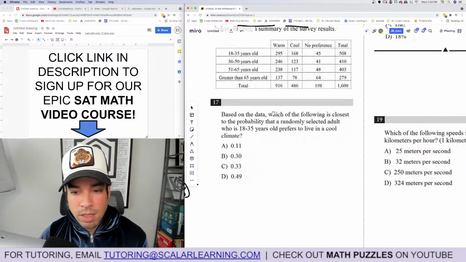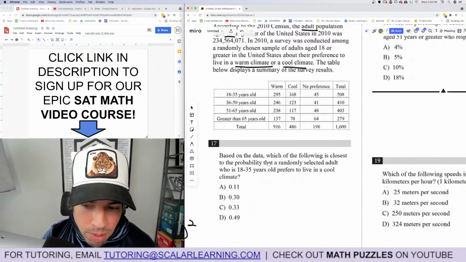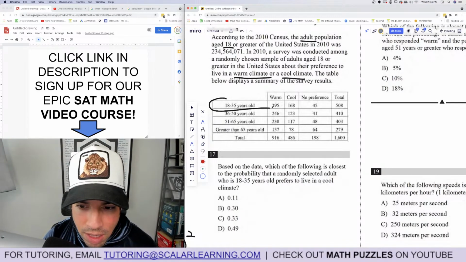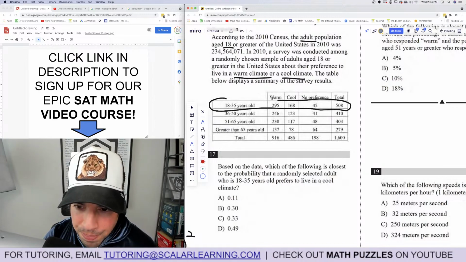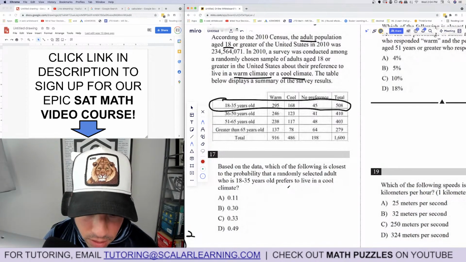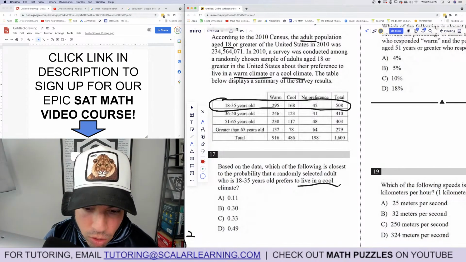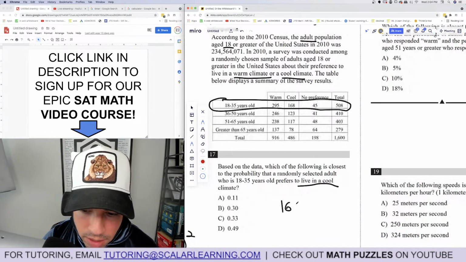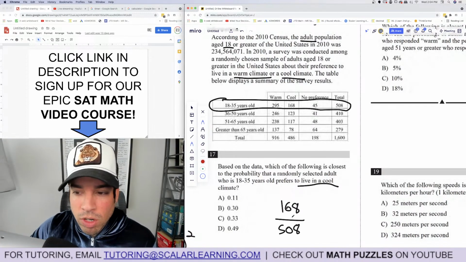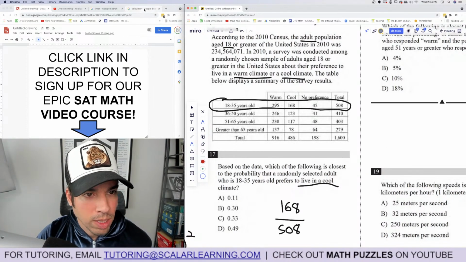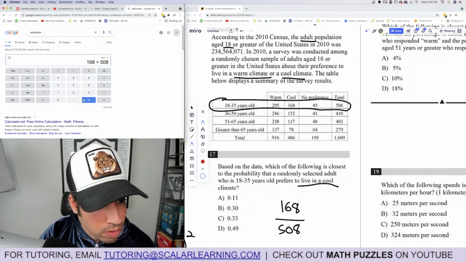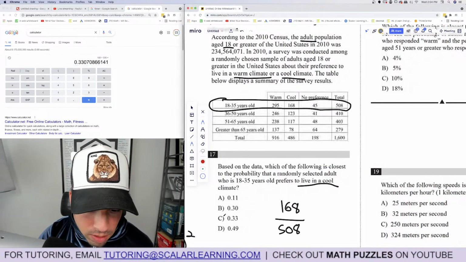Based on the data, which of the following is closest to the probability that a randomly selected adult who is 18 to 35 prefers to live in a cool climate? So they're setting a precondition, so we only care about this age bracket. So it's 168 that like to live in a cool climate out of 508 because I'm in this group. I don't care about the total of 1,600. So now I'll use my calculator, although I could probably estimate, but 168 divided by 508 is 0.33. C is the winner. Done.